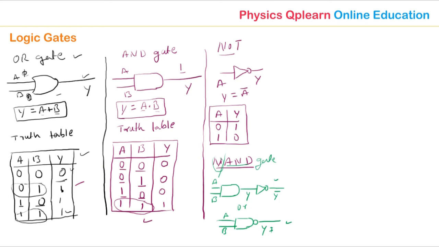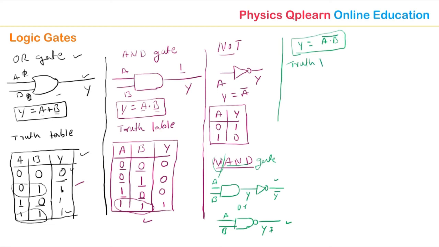Next, what is the formula of the NAND gate? The NAND gate formula is Y is equal to, what is the formula of the AND gate? The AND gate is A dot B. So Y is equal to A dot B bar. Bar represents that whatever output it gets will be exactly reversed. Suppose A dot B output is 1, due to the bar, that will become 0. If A dot B is 0, due to the bar, that will become 1. So the formula is A dot B bar. Clear?